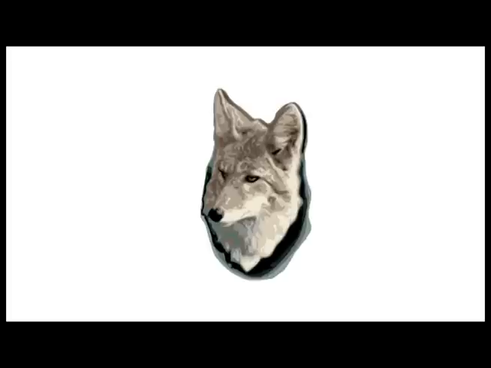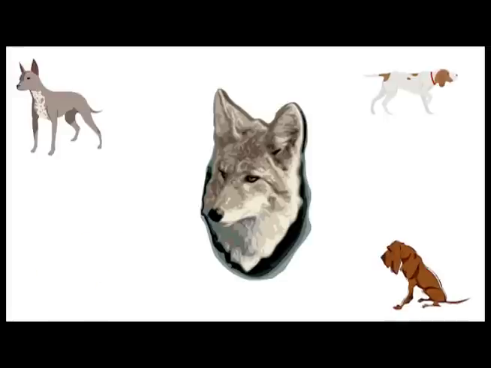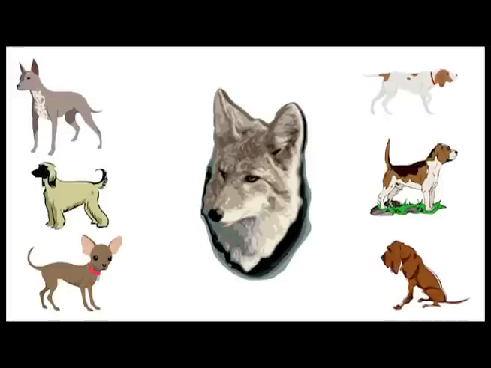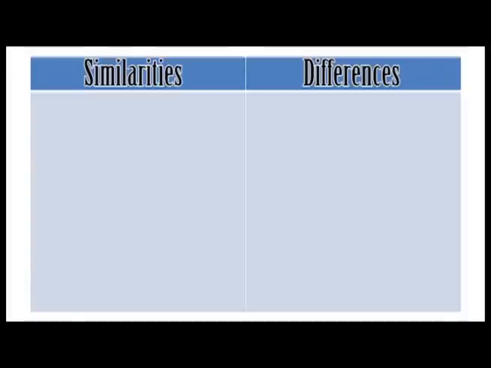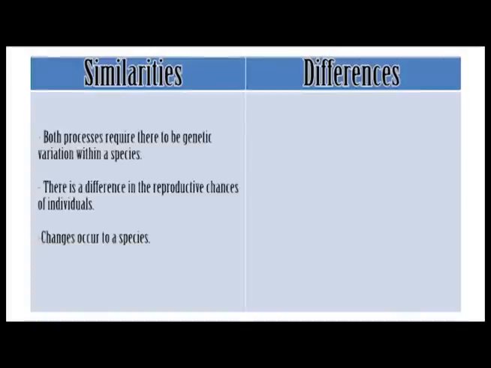Humans have also used this principle to change species over a shorter period of time in the process called selective breeding. For example, all domestic dogs have been selectively bred from the wolf, leading to the range of dogs we know today. There are some similarities between natural selection and selective breeding, the similarities being both processes require there to be genetic variation within a species.